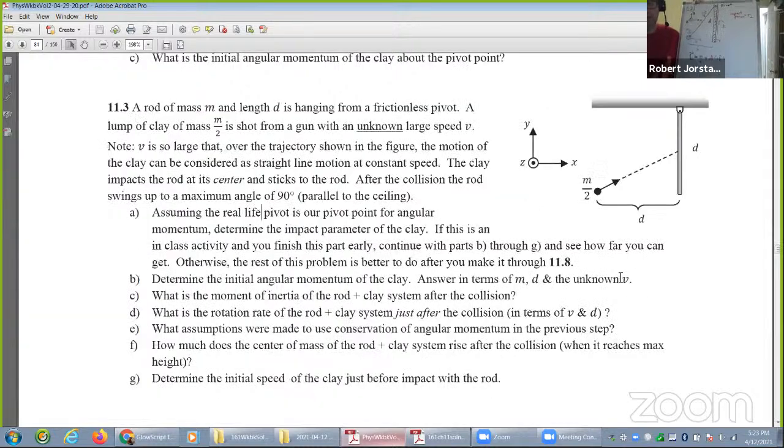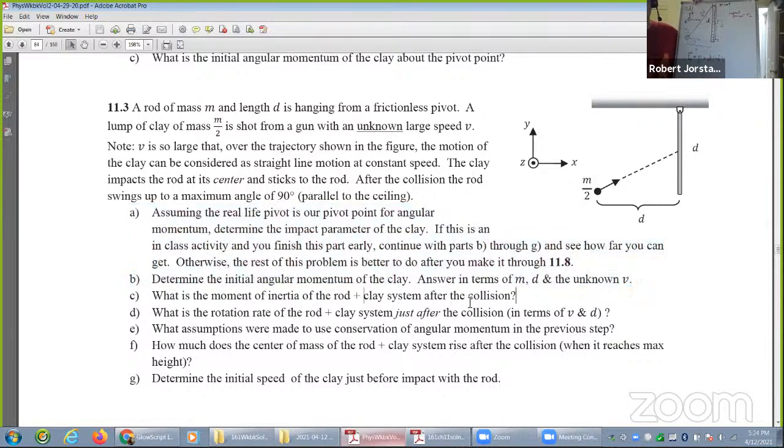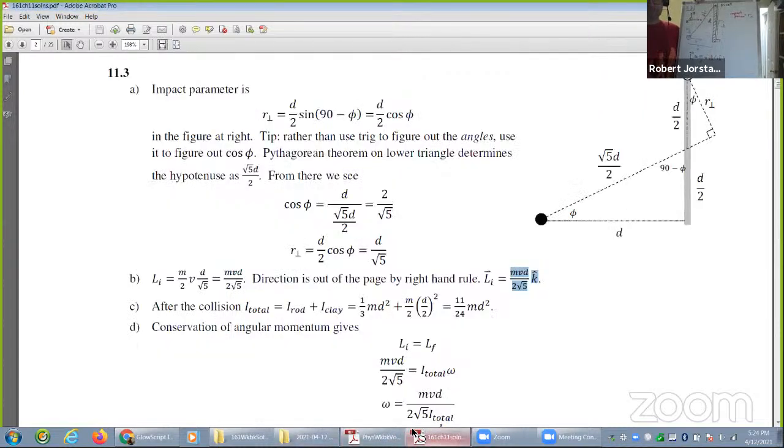All right. So in theory, we could do that. And I'm going to pause and see if there's any questions on parts A and B. All right. Next, what is the moment of inertia of the rod and clay system after the collision? Well, let's just go look at that.